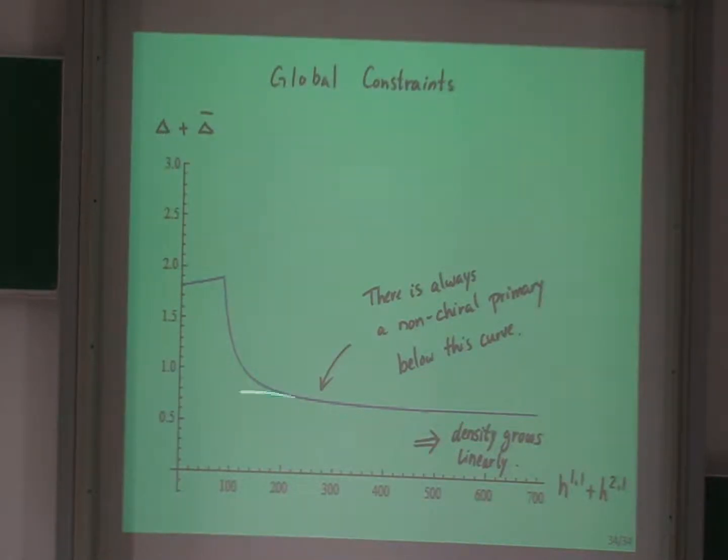And then it starts going down. It looks like it's actually asymptoting to 3/4, but in fact it's a very slow move, and it eventually goes down to just 1/4. And the interesting thing is that the density grows linearly in this domain. So that means that there will be an increasingly large number of non-BPS states going here.